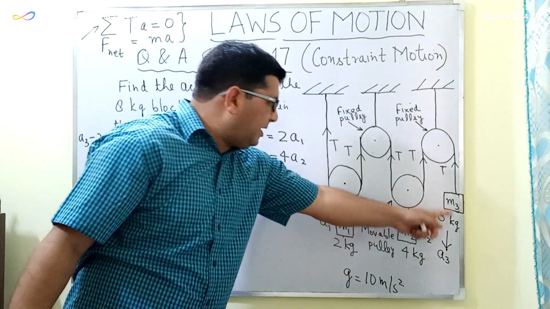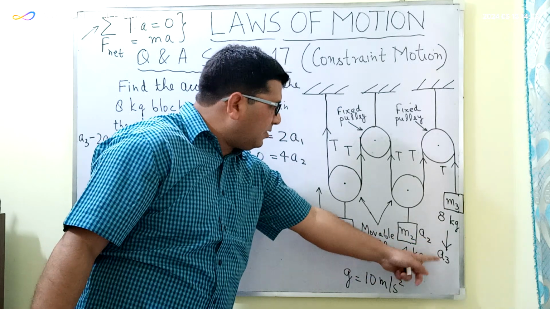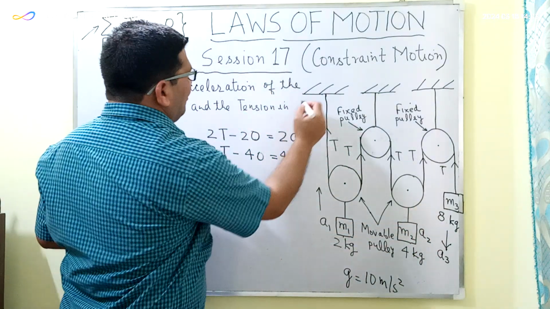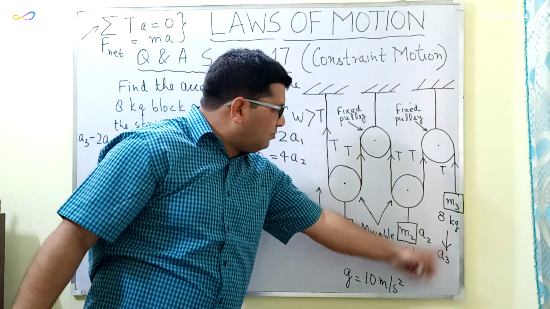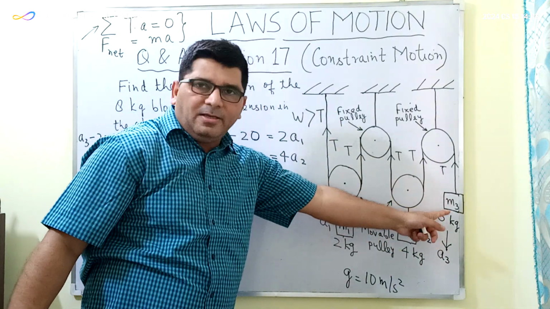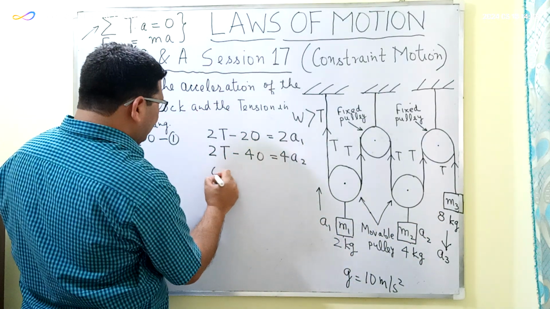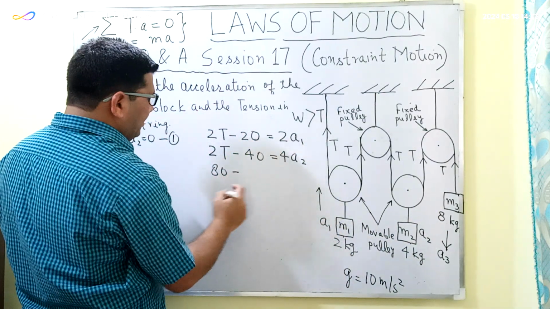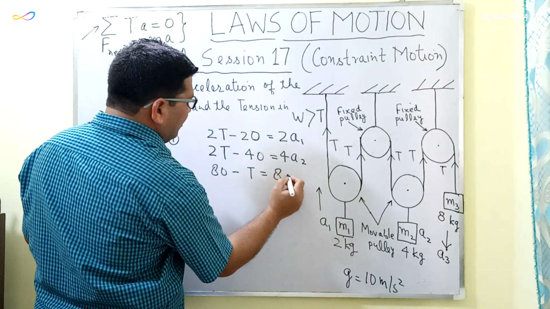Now consider this block M3. This block M3 will move in the downward direction only when the weight is more than the tension. When weight is more than the tension, then this block M3 will be moving in the downward direction. So the net force here will be equal to 80 minus T, the weight minus the tension in the string, and this is equal to 8A3.